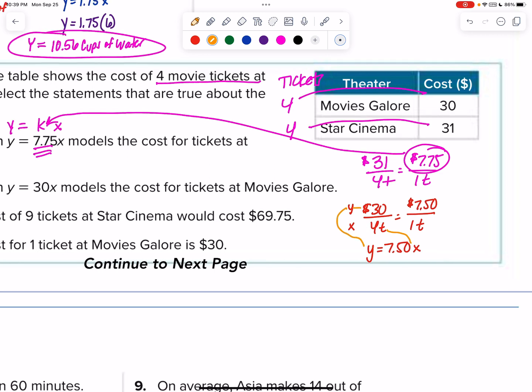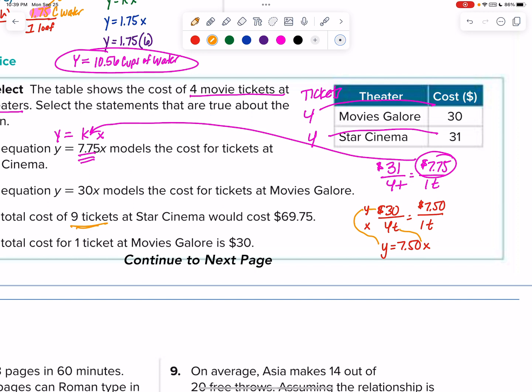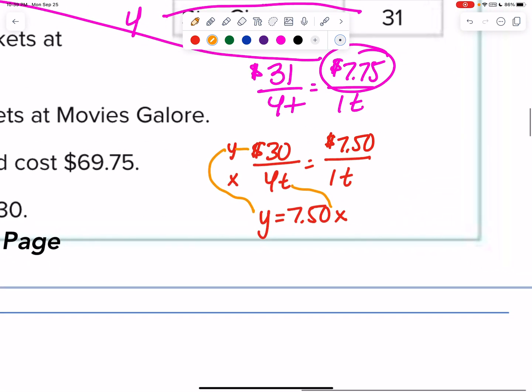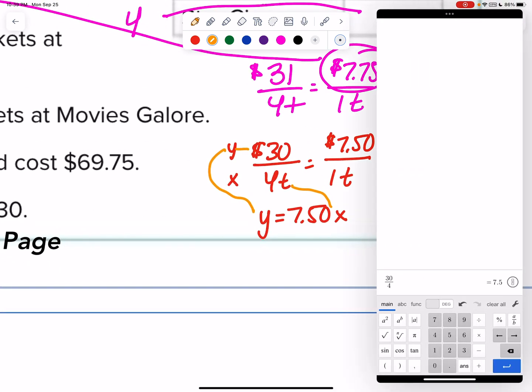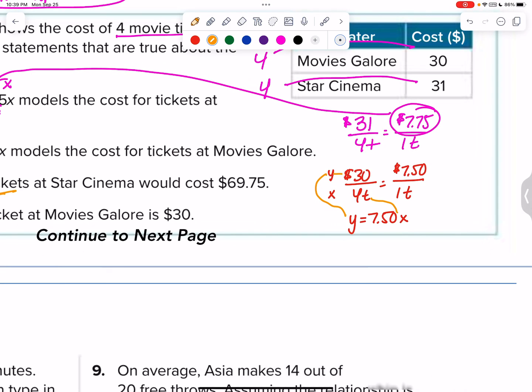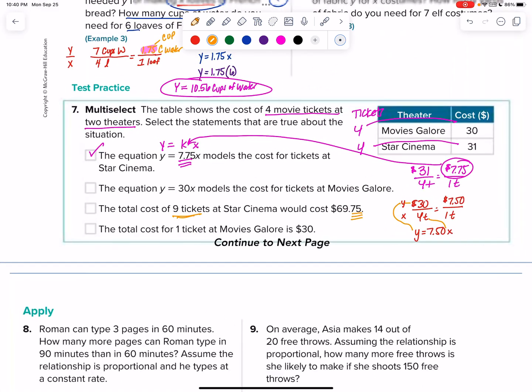Okay, so we're asking, well, what about 9 tickets? Okay, well, tickets are x, so that's 7.50 times 9, which is $67.50. Nope, that doesn't work.